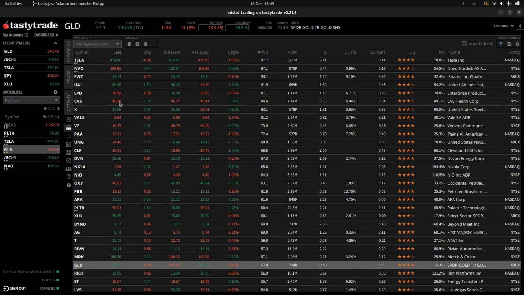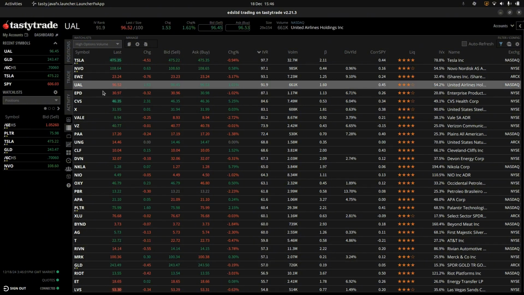We also want to keep in mind the size of the actual underlying. Anything below $40 or $50 is going to be a bit tough. It doesn't mean that you can't put positions on those underlyings, but we're going to show you it becomes more difficult to get the right strikes and select the right deltas that you want. So straight away, UAL is sticking out to me. It's trading at just under $97 a share. It's got an IV rank of 91.9, which is very nice and high. It's got an absolute IV level of 54.2.